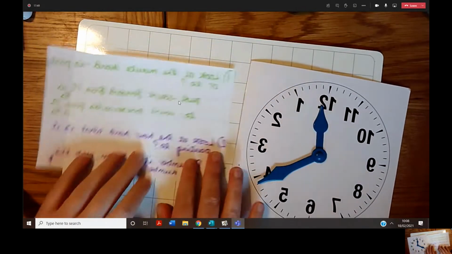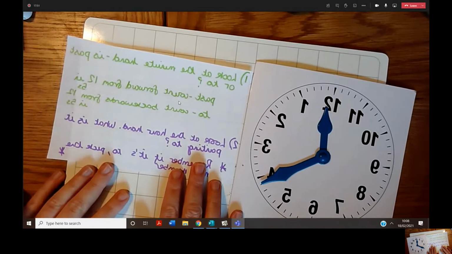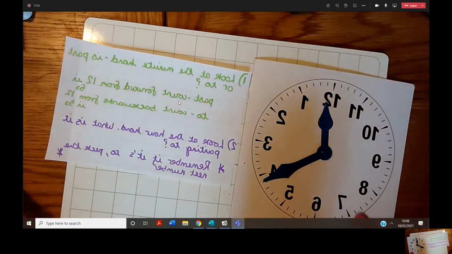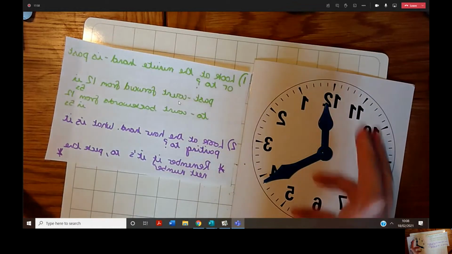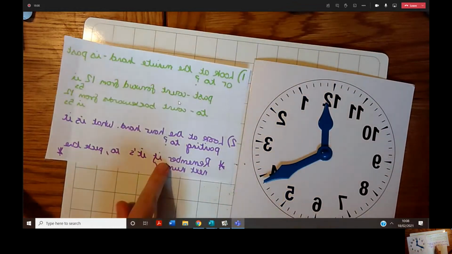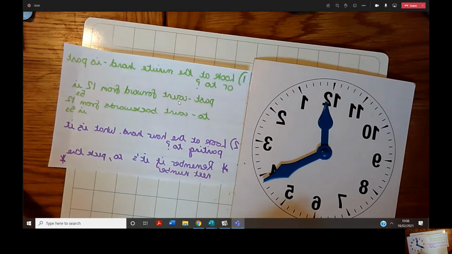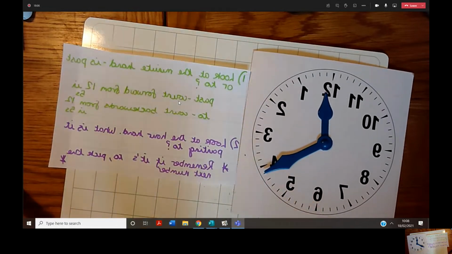So we are going to do one or two examples, mainly going to focus on the beyond half past. Look at the minute hand. This is our first step. Look at the minute hand. Is it past or to? Is it past our half past mark? No. So it is past.